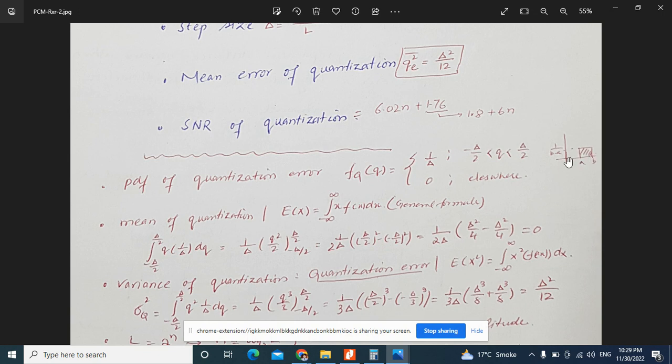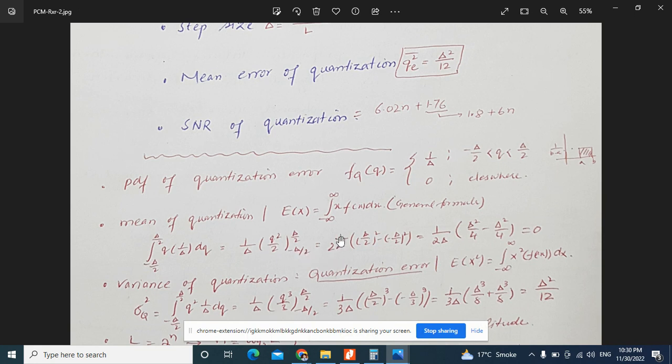And you can calculate the mean of the quantization. We know the general formula for the mean, or the expected value, that is x multiplied by its probability density function. In this case we can calculate the mean, where x is q and the probability density function is 1 over delta, which we have written above. So dq, 1 over delta is constant, you can take it out, and then you can take the integration of q, that is q square by 2, and you can write the upper limit and then the lower limit.